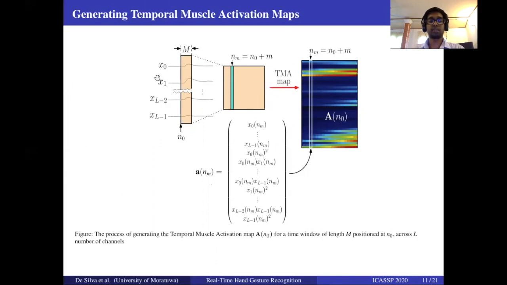We have L number of signals, and then we take a time window with a length of sample size m at a position of n naught. And then we compute this vector A_n, which includes the first order terms and the second order terms for all the time points in that particular window. And then we organize them according to their temporal order to come up with the temporal muscle activation map at point n naught.